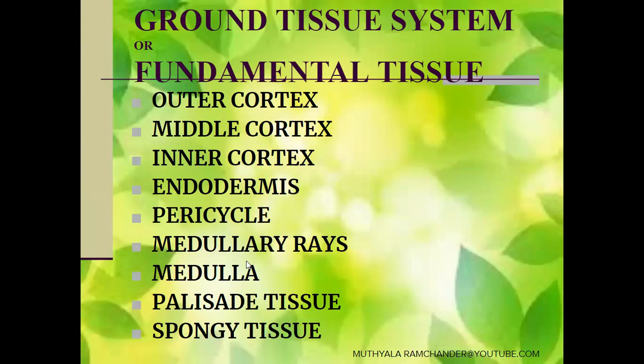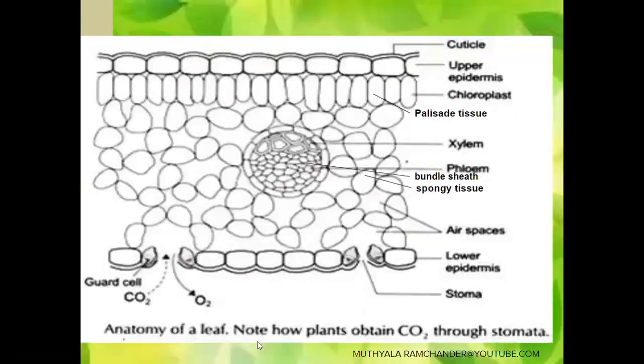But the leaf system also contains ground tissues. The ground tissues are called palisade tissues and sponge tissues. Palisade tissues and sponge tissues are combinedly called mesophyll. They are present between the two epidermal layers of the leaf. Beneath the upper epidermis, pillar-like parenchymatous cells are present.